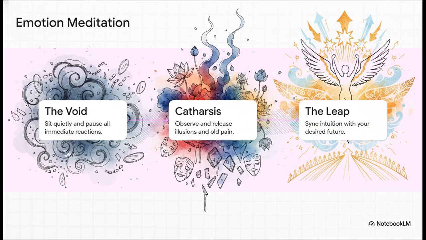Step 2, observe the catharsis. Allow yourself to actually feel the disappointment or pain of your current illusions and consciously decide right then and there to let them go. Step 3, feel the leap. Once you are completely empty, vividly imagine your desired, triumphant future. Synchronize your intuition with that feeling of victory and allow that powerful energy to just pull you forward.